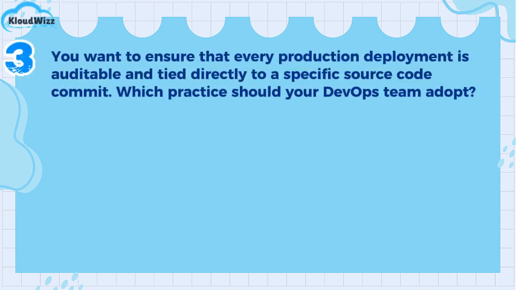Question number 3. You want to ensure that every production deployment is auditable and tied directly to a specific source code commit. Which practice should your DevOps team adopt?